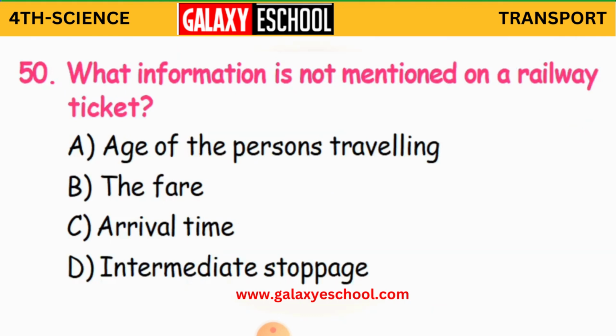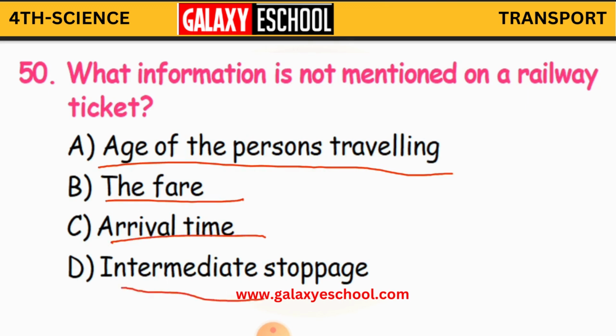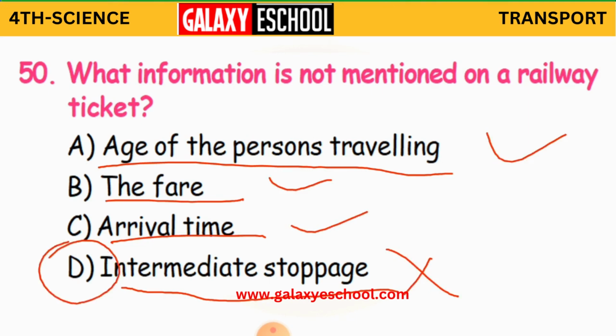What information is not mentioned on a railway ticket? Is it the age of the persons traveling, the fare, or arrival time, or intermediate stoppage? So you have all this on the ticket, not this. Okay, intermediate stoppage. So D is the answer.